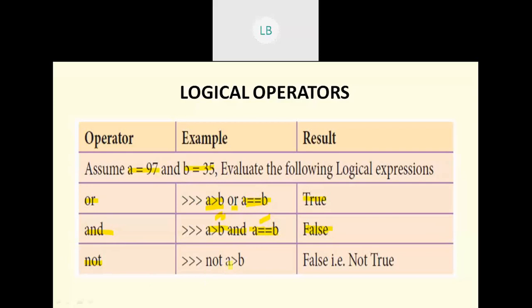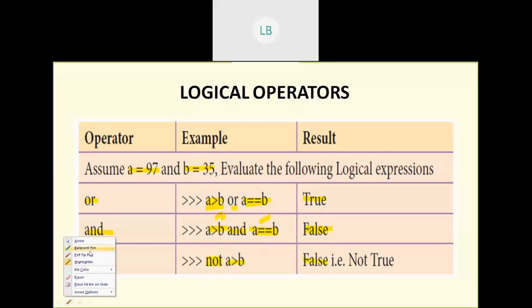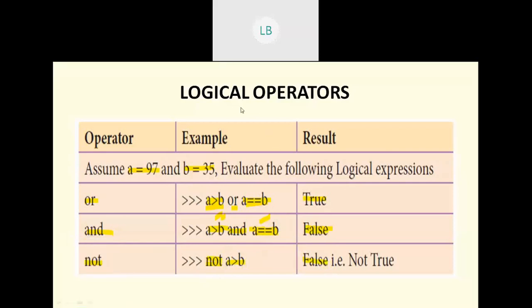In this one, A greater than B, 97 greater than 35, actually your output will be true. I have written not of A greater than B, which means I have used the not operator. So the answer is false. This is how your logical operators work.